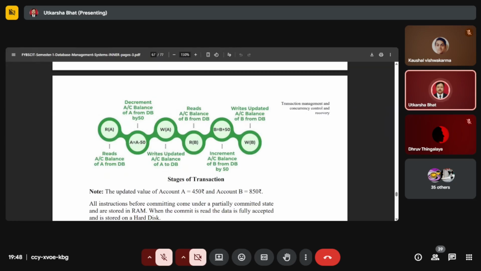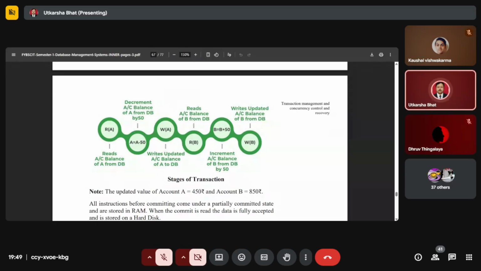डेटाबेस में सब अपडेट होते रहता है। Again, RB reads account balance of B from DB. B equal to B plus 50. Increment account balance of B from DB by 50. WB. Transaction management and concurrency control and recovery. Write updates account balance of B from DB. Stages of transactions.